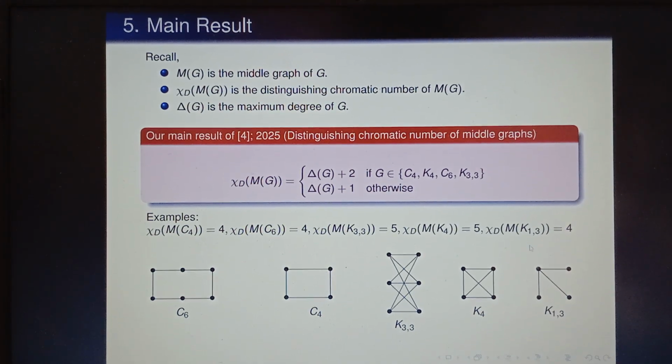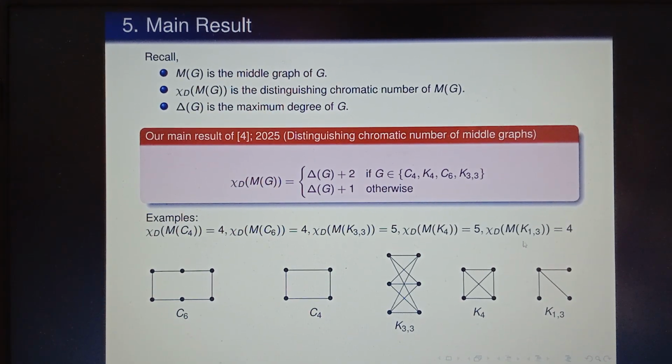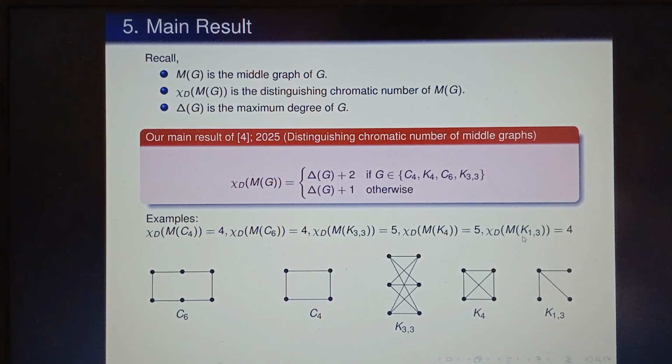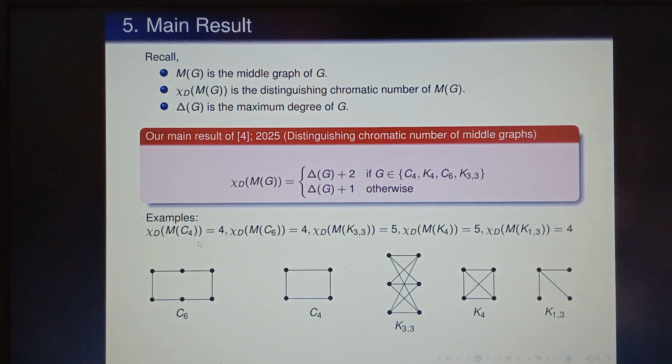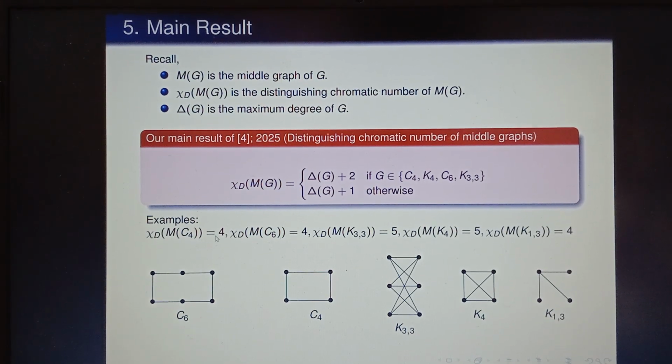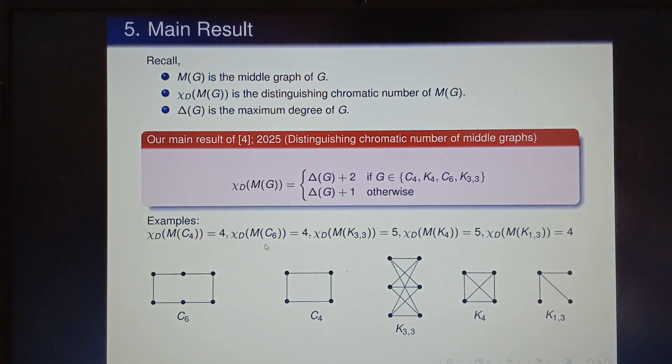So for example, when I speak about K1,3, the distinguishing chromatic number of the middle graph of K1,3 is 4, but the distinguishing chromatic number of the middle graph of C4 is 4, and so on.